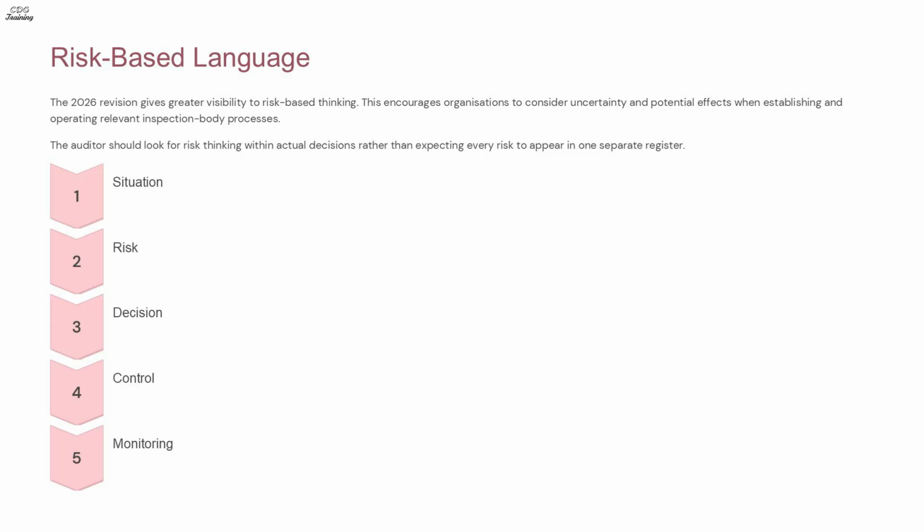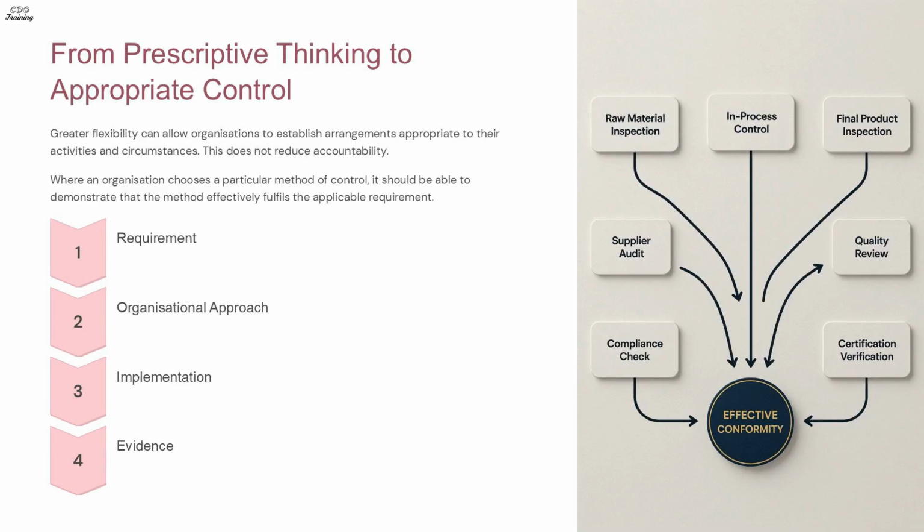The 2026 revision gives greater visibility to risk-based thinking. This encourages organizations to consider uncertainty and potential effects when establishing and operating inspection body processes. The auditor should look for risk thinking within actual decisions rather than expecting every risk to appear in one separate register. Greater flexibility can allow organizations to establish arrangements appropriate to their activities and circumstances. This does not reduce accountability. Where an organization chooses a particular method of control, it should be able to demonstrate that the method effectively fulfills the applicable requirement.